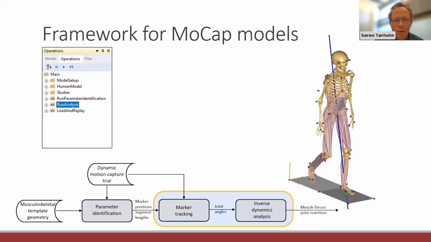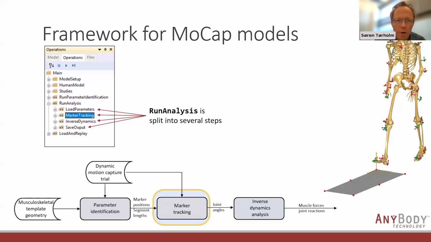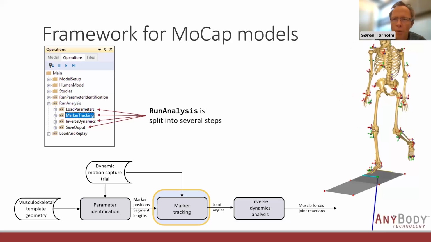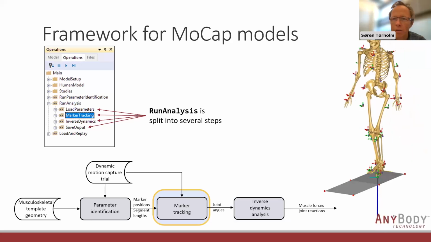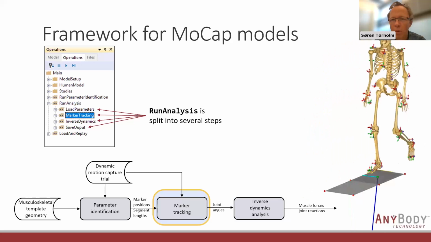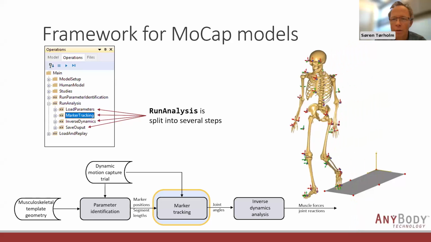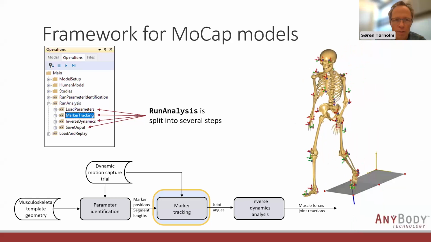Once that step has been done, the run analysis can be executed, and the run analysis consists of a few steps. First it will load the parameters found in the optimization, so those are the optimized dimensions. Then it will track the motion, and that is what you see going on in this video. Here it has already loaded the dimensions and the marker positions, and it just tracks the motion in the best possible way, leading to the smallest amount of marker errors, so the distance between the fixed point on the skeleton and the free floating, recorded markers.